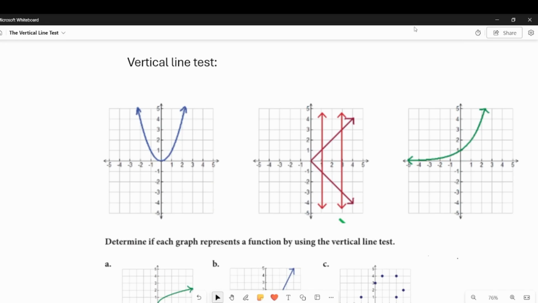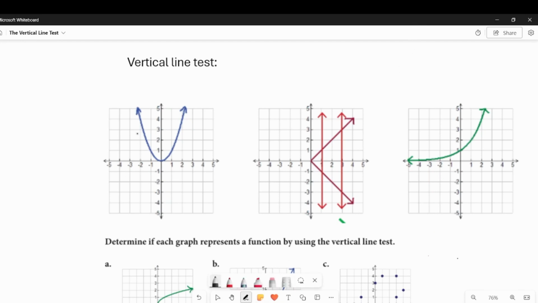Hello everyone. So this is the second video on the topic functions, and we are going to study about the vertical line test. A vertical line test is basically used to identify whether the graph of a relation will be a function or not. So let's see how we use this test.